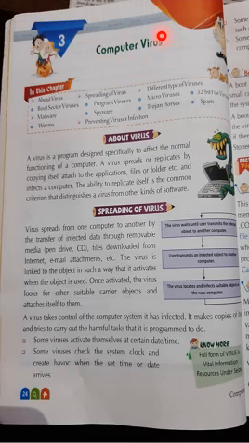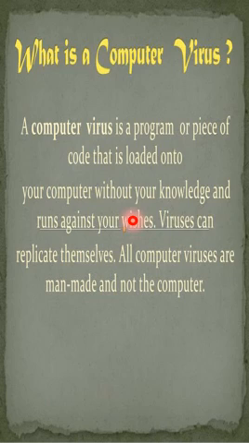First, I'll tell you the full form of virus. V means vital, I means information, R means resources, U means under, and S means sees. So virus stands for vital information resources under siege. Now students, what is a virus? Virus is a program which enters your computer without your permission and harms your computer system. It is a program or a piece of code that is loaded onto your computer without your knowledge.